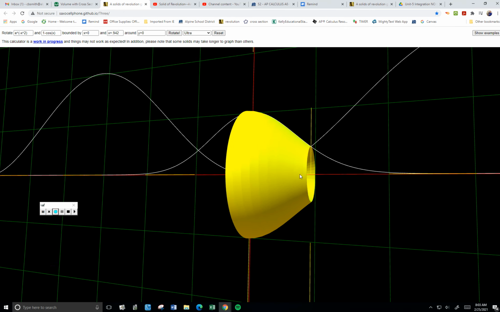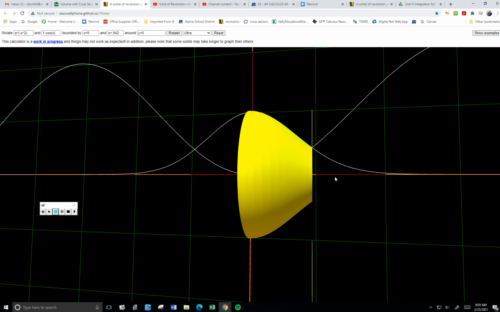Perfect. Okay, questions, anybody so far? So far, just big ideas, no equations or anything, just the big idea: you have a region, you rotate the region, you can create a solid. We're going to find the volume of the solid slice by slice. Questions?